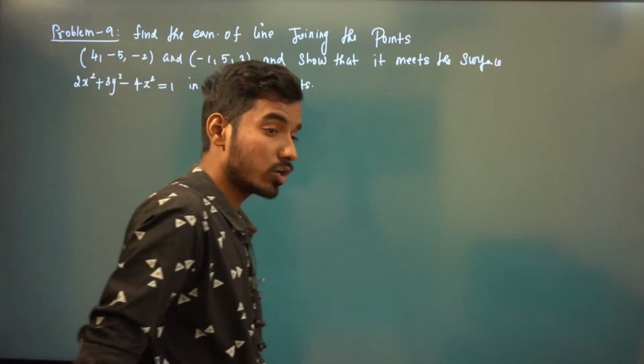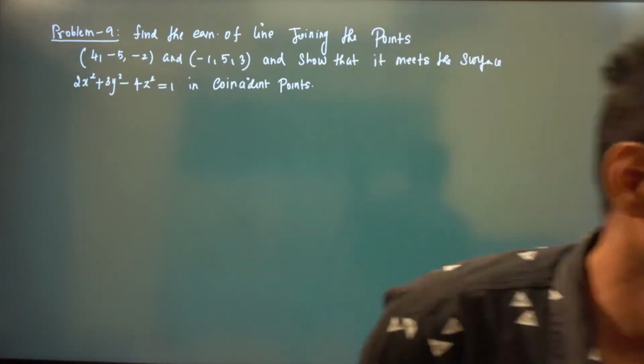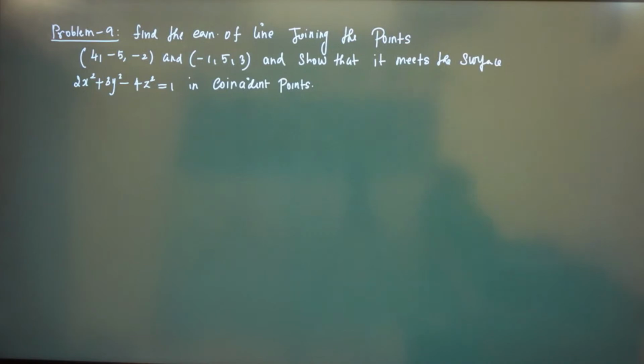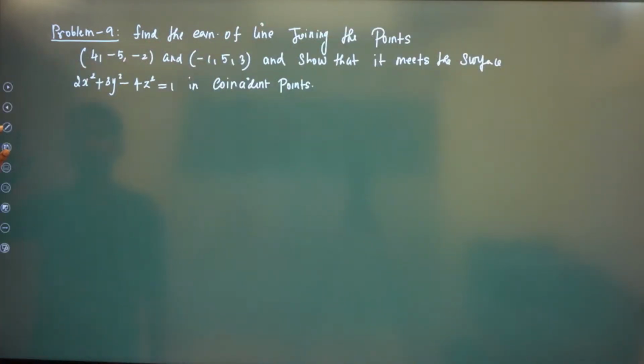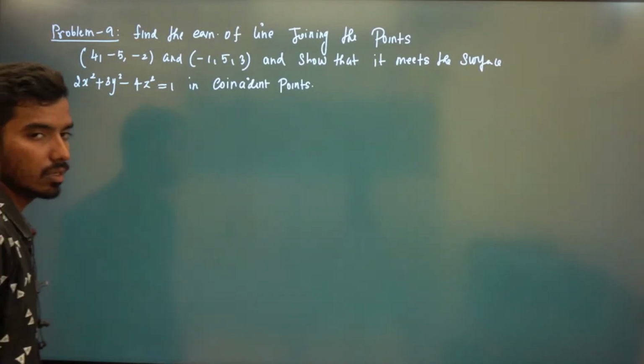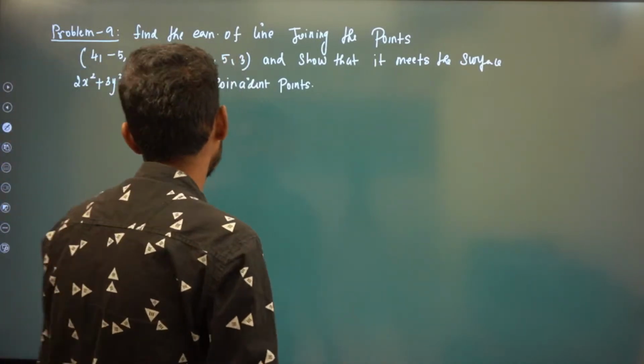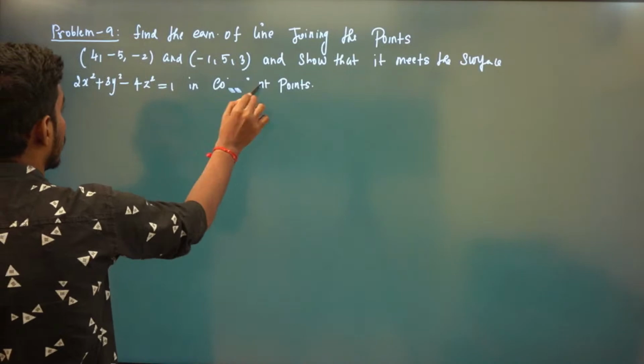Coincident points means equal roots, right? So we need to find the point of intersection. You will have 2 points, that is, you will have a quadratic that you solve, but you will get equal roots. Coincident.